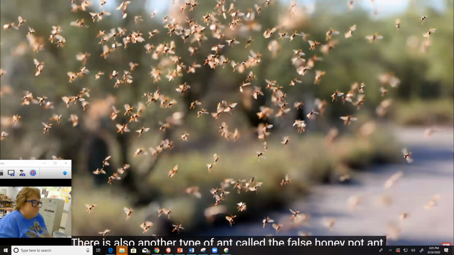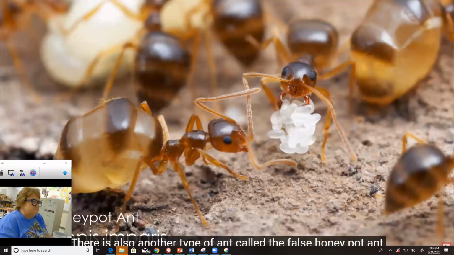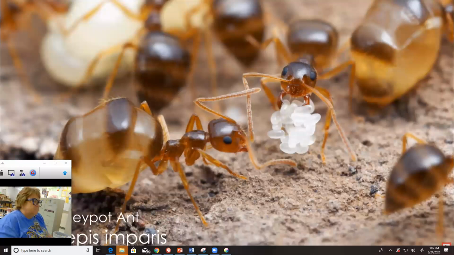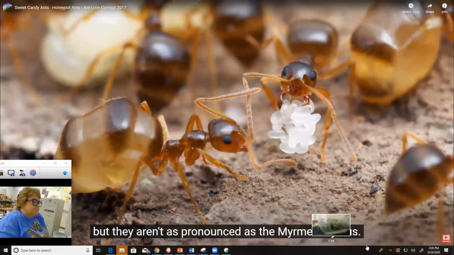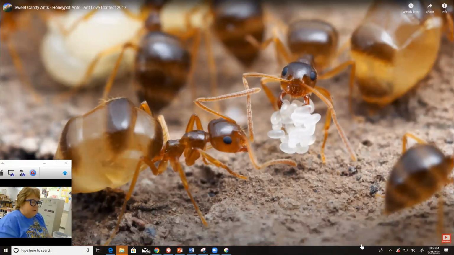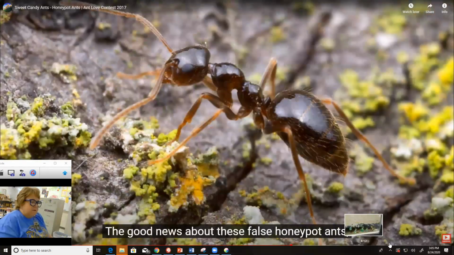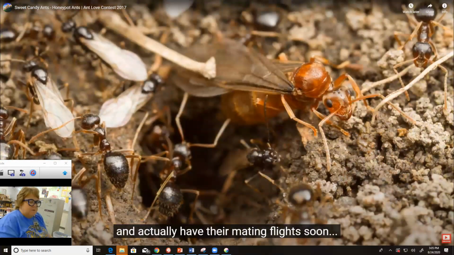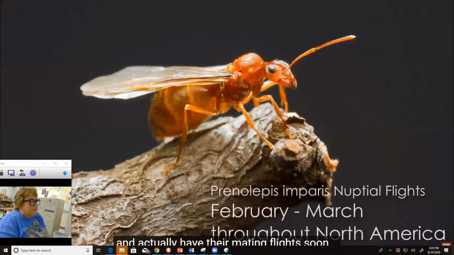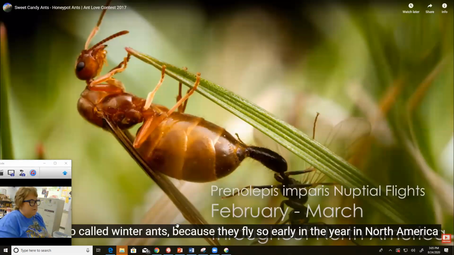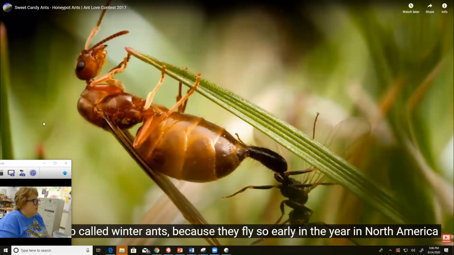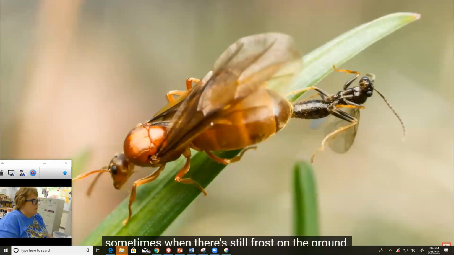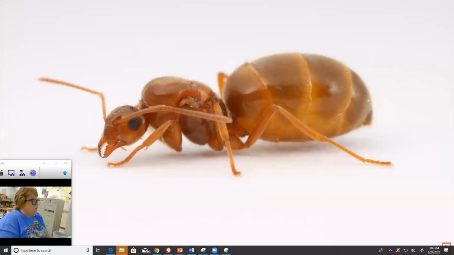There is also another type of ant called the false honeypot ant, Prenolepis imparis, which also have repletes, but they aren't as pronounced as the Myrmecocystus. Still really cool though. The good news about these false honeypot ants is that they are found throughout North America and actually have their mating flights soon, within a few weeks. They're also called winter ants because they fly so early in the year in North America, sometimes when there's still frost on the ground. So keep your eye open for them soon.